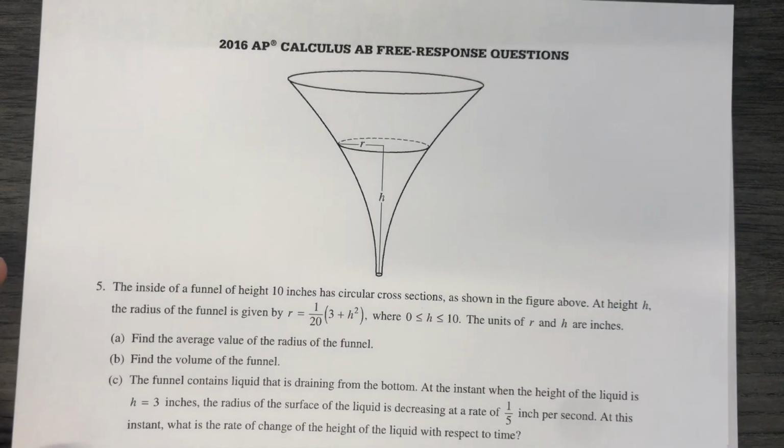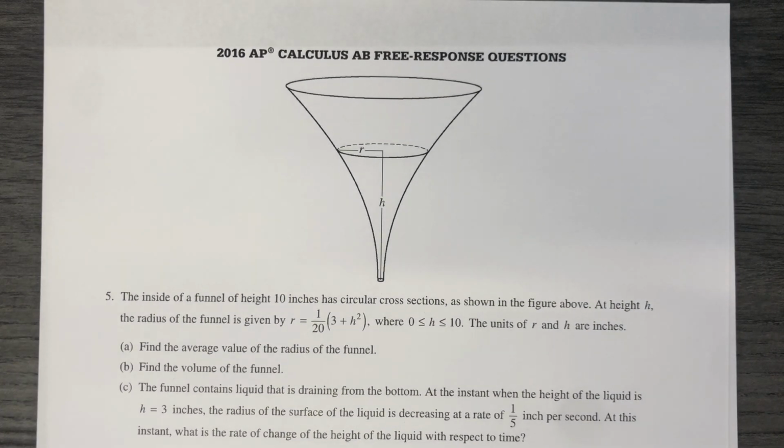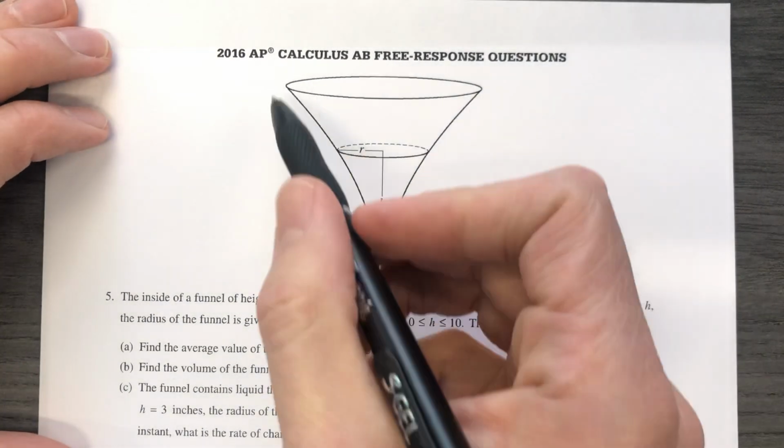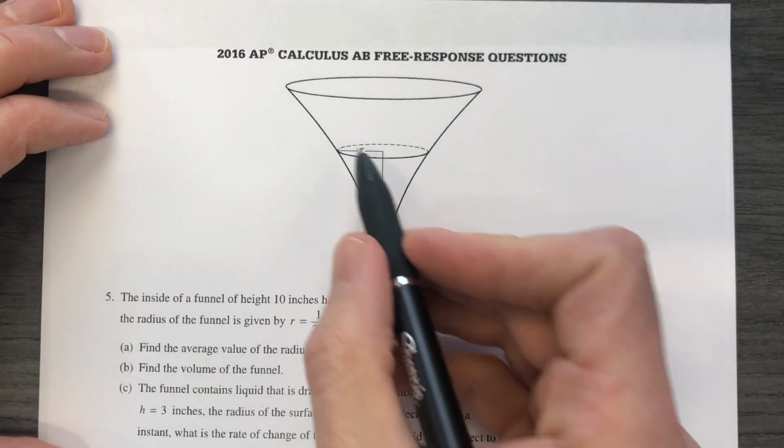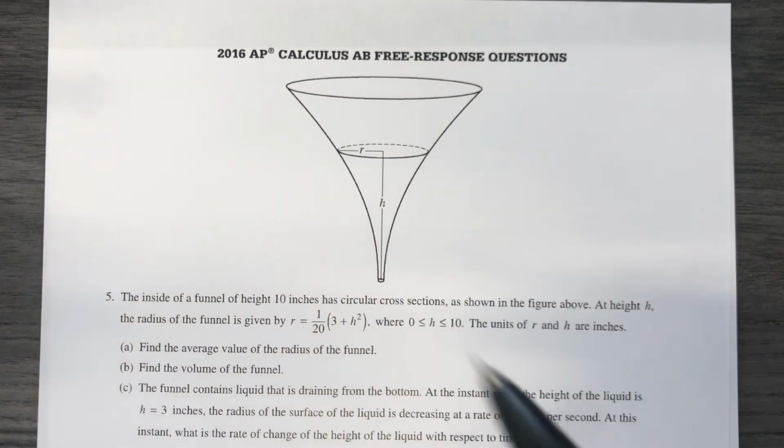2016 AP Calculus AB number 5. Okay, look at the picture, realize what's going on. Clearly there's a funnel here. You have a height, you have a radius. This looks circular. Let's read.